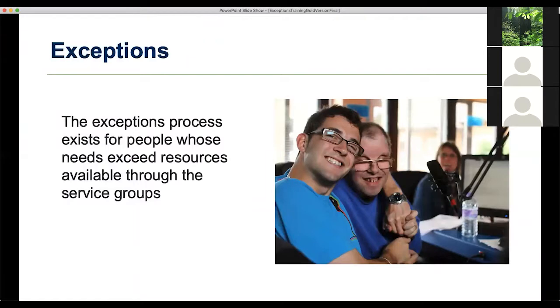The exception process really exists for people who have an assessed support need that requires a greater amount of direct support staffing in most cases. We even call it actively engaged support staffing when we're talking about 24-hour settings. But it's basically somebody needs more support than is available as a resource to them based on their service group or payment category. And it's necessary for someone's basic health and safety.